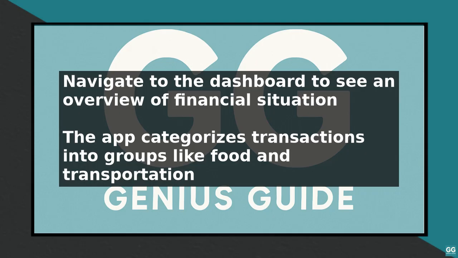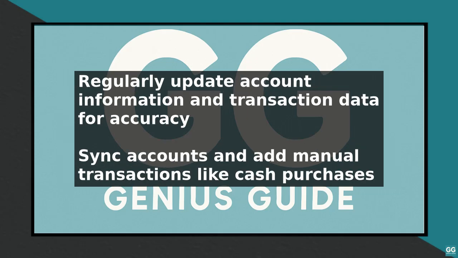One of the key features of Pocketguard is its ability to set budgets and track spending. To set a budget, go to the budgeting section and select the category you want to set a limit for. Enter the amount you want to allocate to that category and the app will track your spending and alert you when you are getting close to your limit.